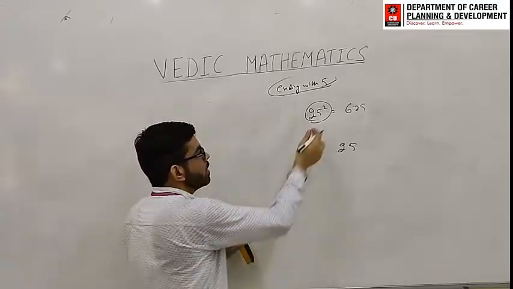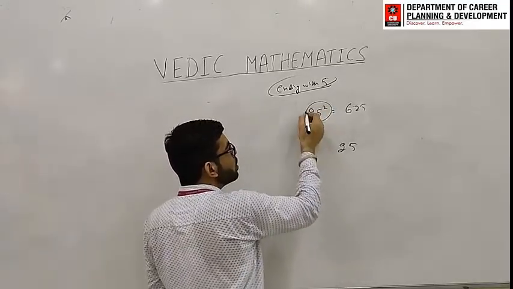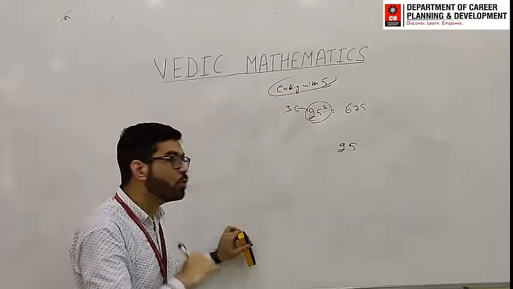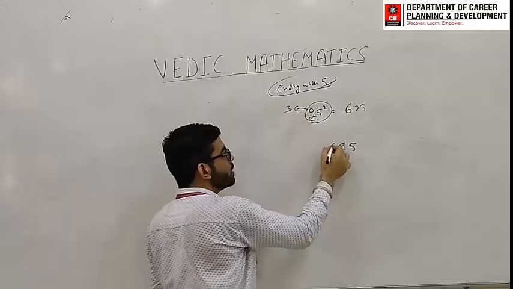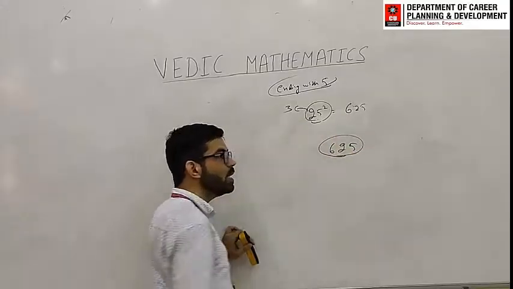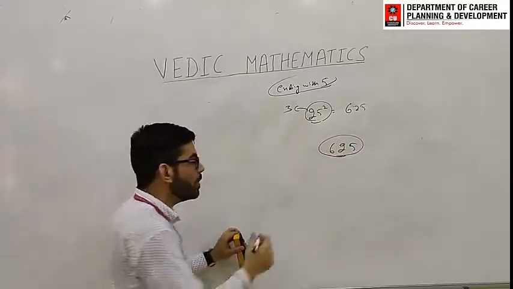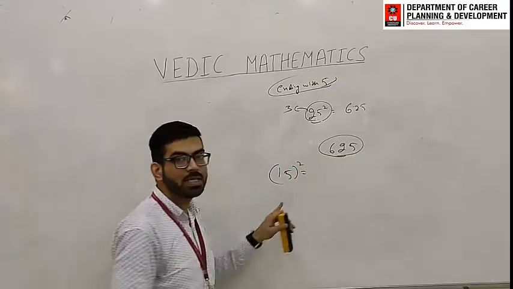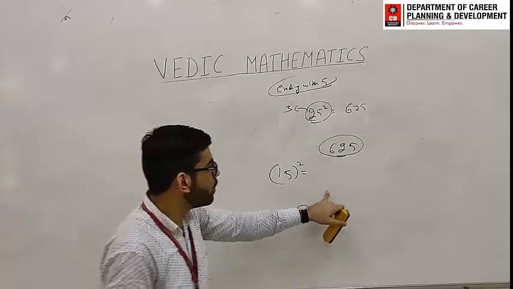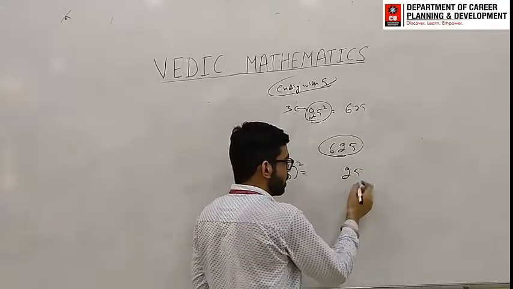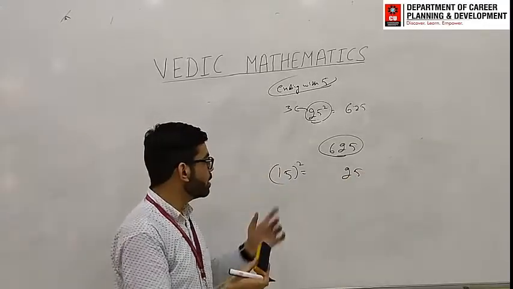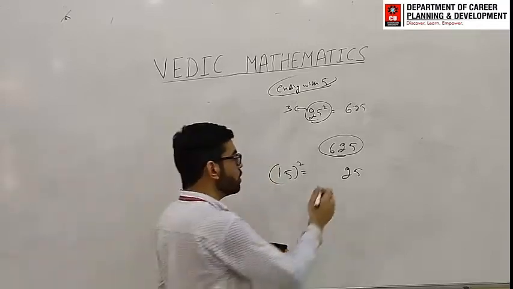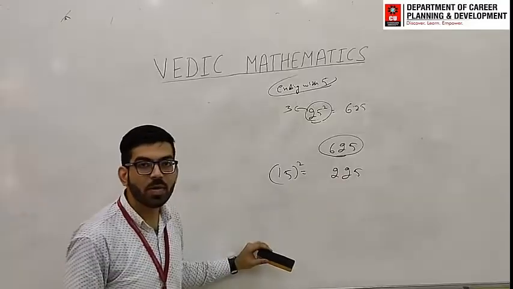Next step: 2 times the next number, which is 3. So we have to do 2 multiplied by 3, which is 6. So our answer will be 625. The same steps will be applicable. Suppose the number is 15, and you have to find the square of 15. The number is ending with 5, so square of 5, 25. Next part, 1 times the next number 2, so 1 multiplied by 2, 2. That will be our answer.